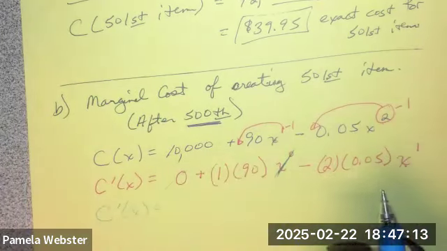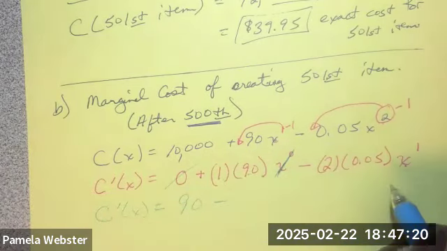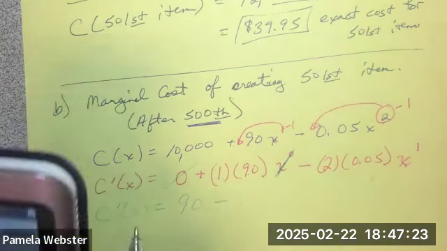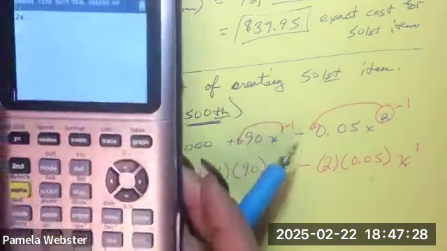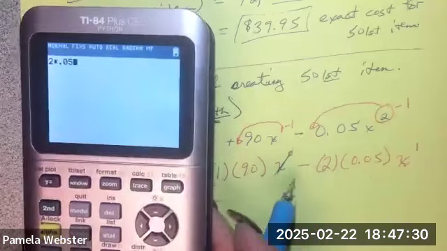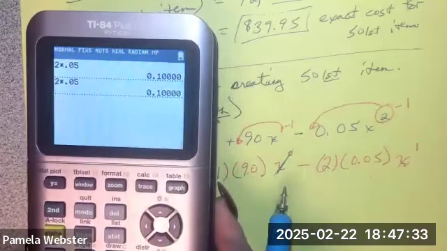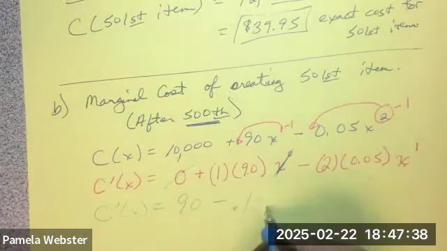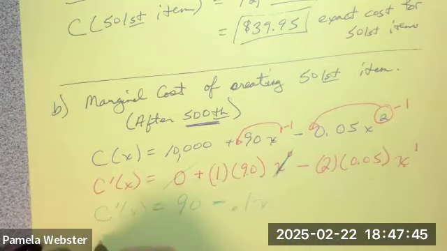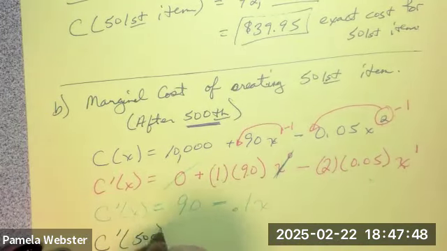C prime of x is 0. I'm going to ignore that. 1 times 90 times 1 is a 90. Okay. Minus, and if you're not sure about what's going on there, put it in your calculator. It's 2 times 0.05. There we go. Okay. And that's just a 0.1. So it's negative 0.1x. Okay. And they're asking me what's the cost for the next guy after the 500th guy.